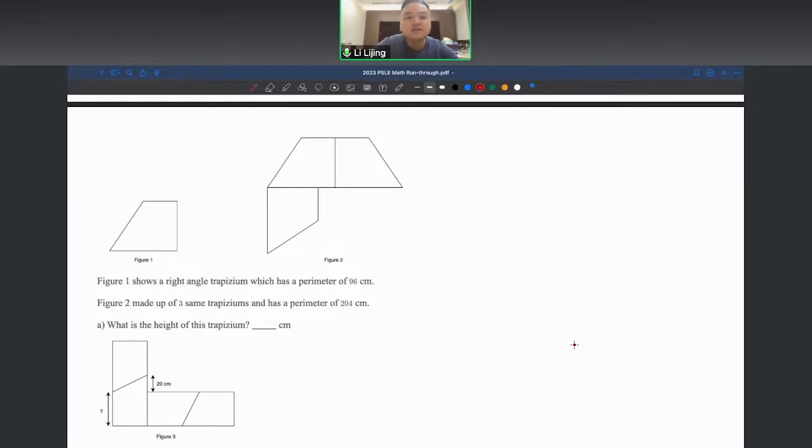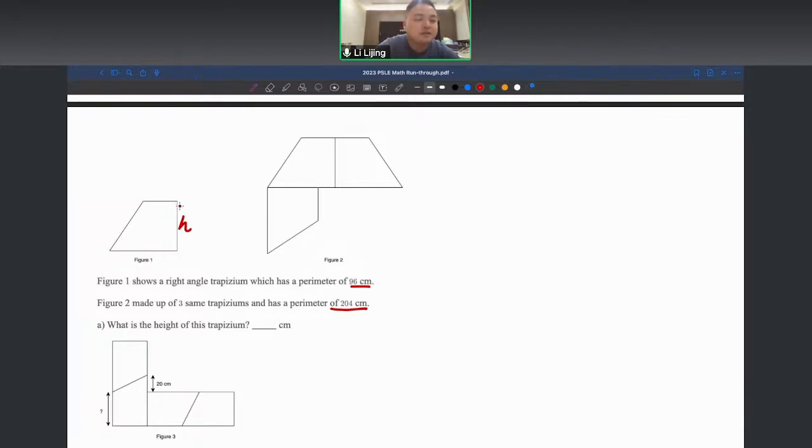Okay, let's look at this question together. Figure 1 shows a right angle trapezium which has a perimeter of 96 cm. Figure 2 is made out of 3 of the same trapezium and has a perimeter of 204 cm. We want to find the height of the trapezium, which is just here. Given just these two pieces of information, we cannot straight away tell what the height is. However, you should know that perimeter means the outline of the shape. So for figure 1, it's just this outline.